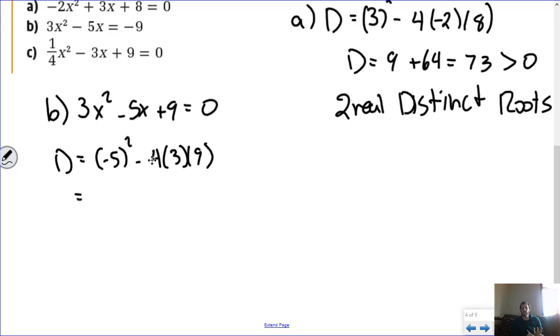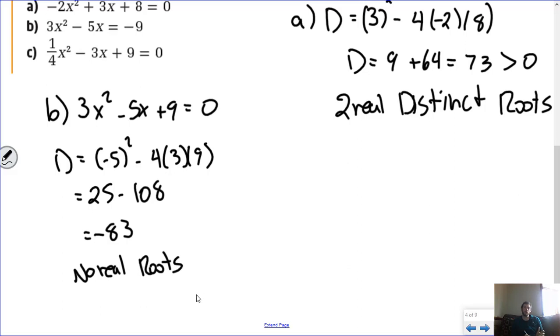So again, with this one, we can check and say, okay, well, what's going to happen here? And again, right away, I'm seeing that this thing's probably going to be negative, but let's check. So negative 5 squared is 25. And then 4 times 3 is 12, and 12 times 9 is 108. So 25 take away 108 is negative 83. So again, because my discriminant is negative, if I were to take the square root of this in my quadratic formula, I get an error. So what that means is I have no real roots. There's no real roots.